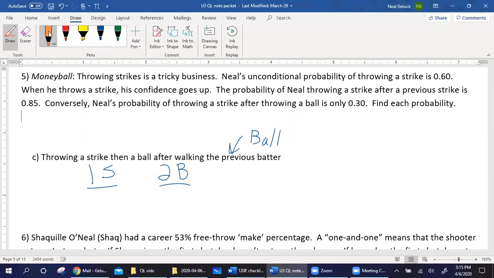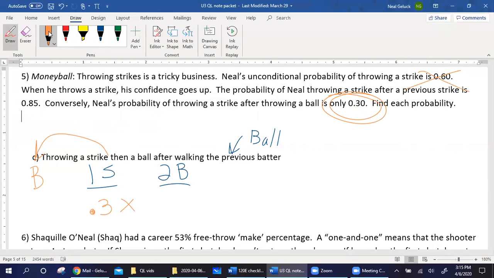So I'm not going to use the unconditional probability. I know what happened previously. I threw a ball. What are the chances? So even though it's not calculated in here, the previous pitch was a ball. What are the chances of throwing a strike after throwing a ball? That's only 0.3.